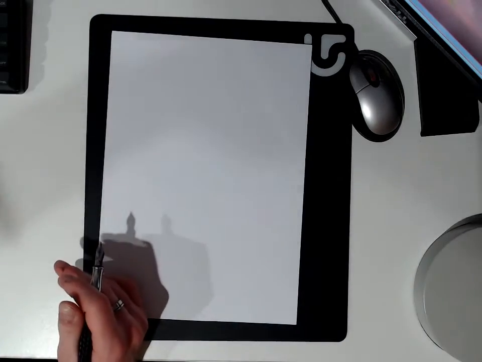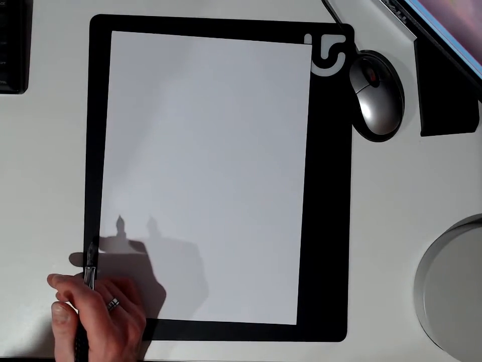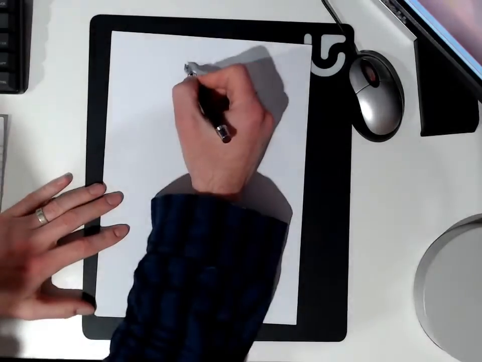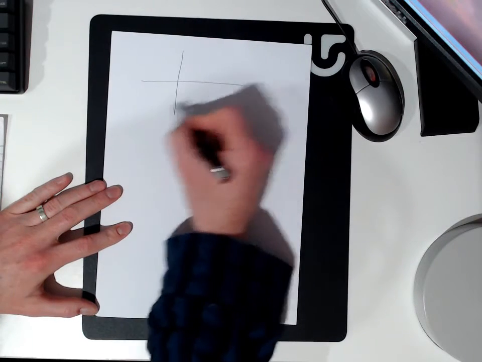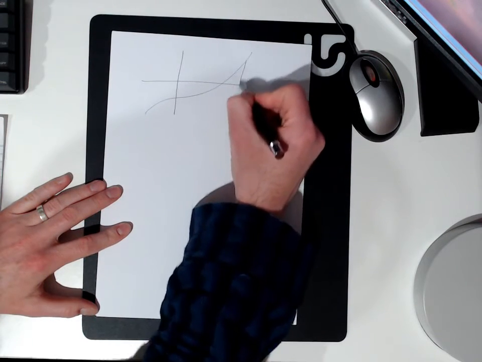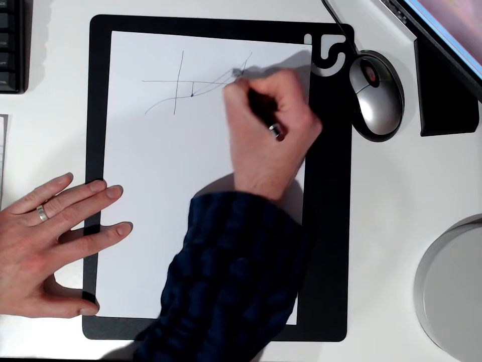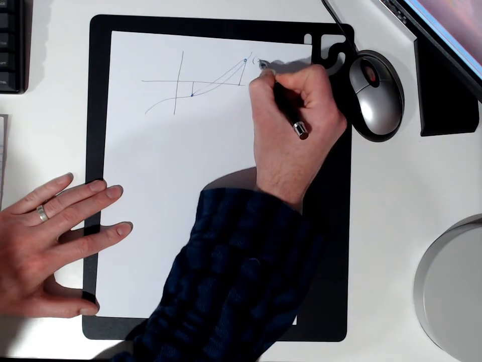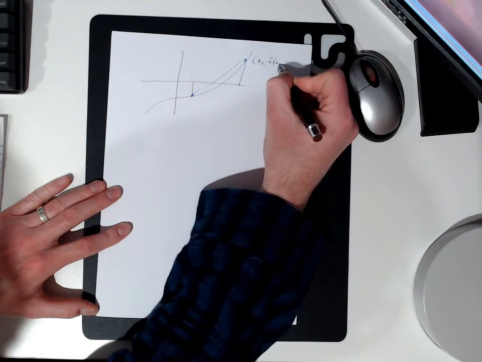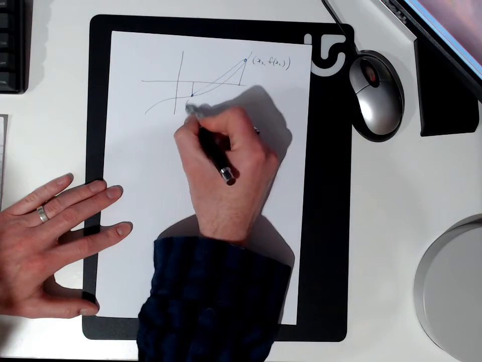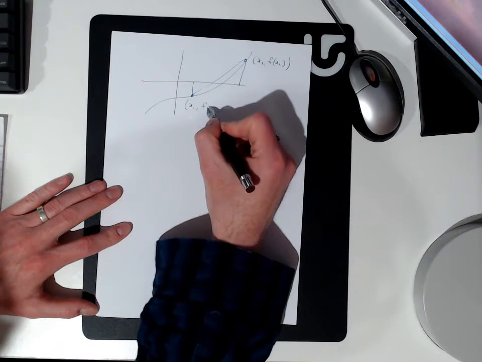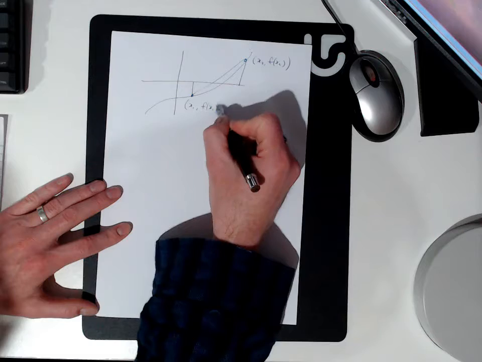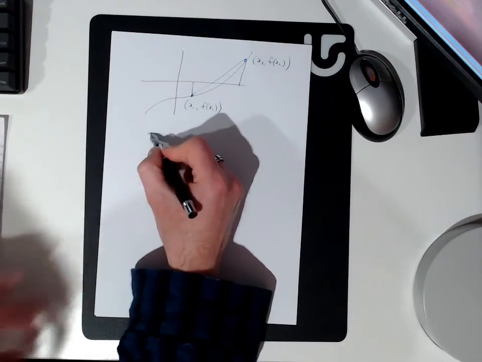Okay, so I haven't given you a formula yet for this. So, a straight line between two points, and those two points are x2, f(x2), and x1, f(x1). So the equation for the line between them.